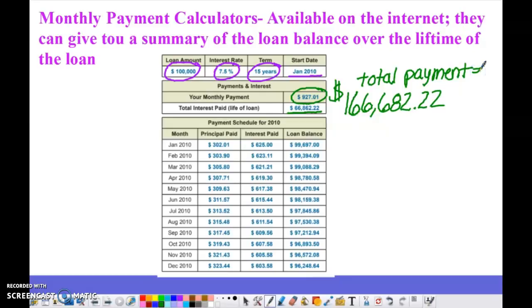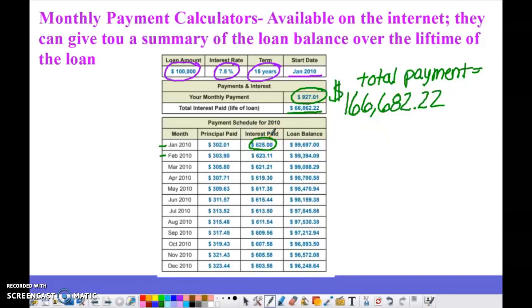And with interest, I'm paying over half of what I actually got my loan for. So interest accounts for a large part when you are paying back a loan. A lot of times they're going to break it down by month to show where your money is going. During the first couple months of my loan, you notice that my principal paid off is much less than my interest paid off.